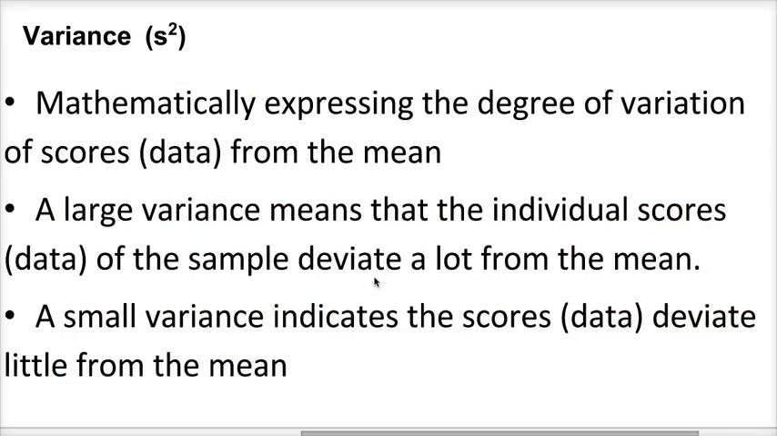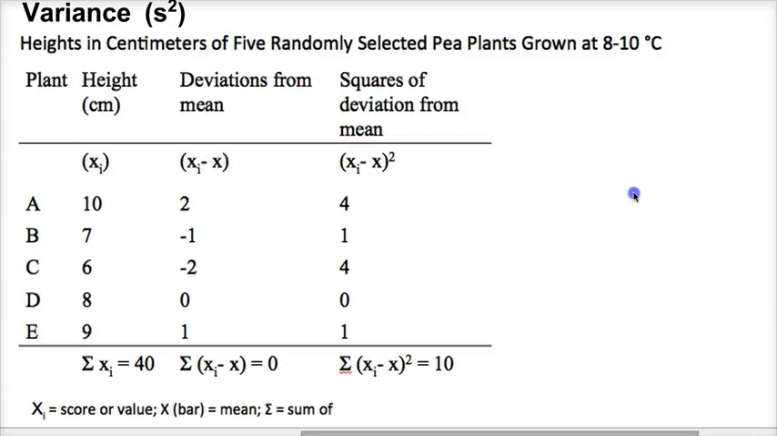So we need a better measure, and variance is it. Okay, now how do we get a variance? It's given as s squared. This gives me the degree of variation, and this is where it gets a little bit tricky, so pay attention. A large variance means that the individual scores of data are really spread out from the mean. A small variance means they're close to the mean. And this is a better value than range because it takes into consideration those weird small or big numbers we talked about. Okay, so how do we do this?